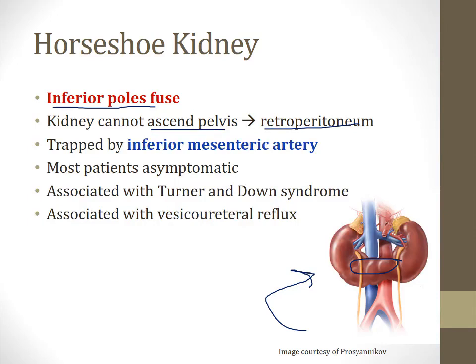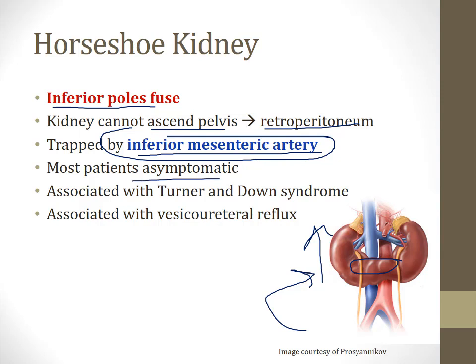The reason for this is because they are trapped by the inferior mesenteric artery, and it's very high yield to remember this. When the kidneys are fused like this, they get stuck below the inferior mesenteric artery, and therefore they cannot rise up to settle in the retroperitoneum where they're normally found. So in the adult who has horseshoe kidneys, you will find the kidneys lower in the abdomen compared to normal.